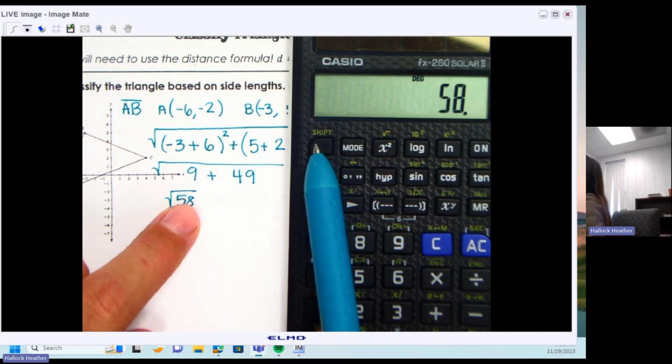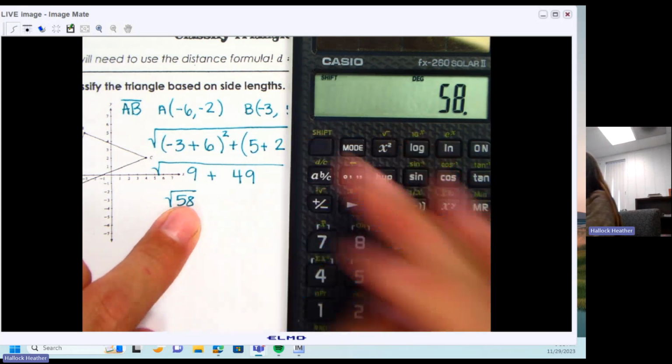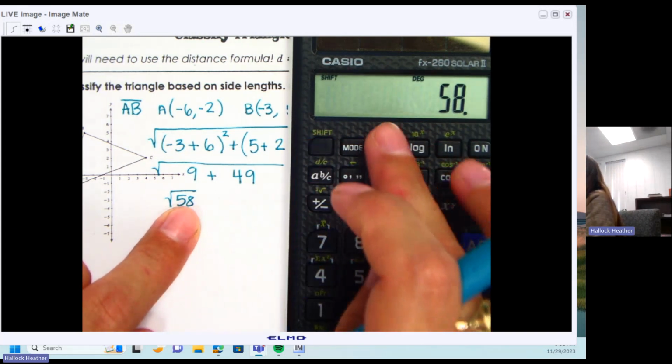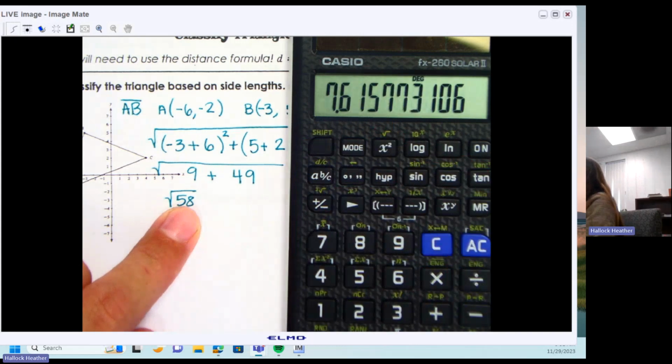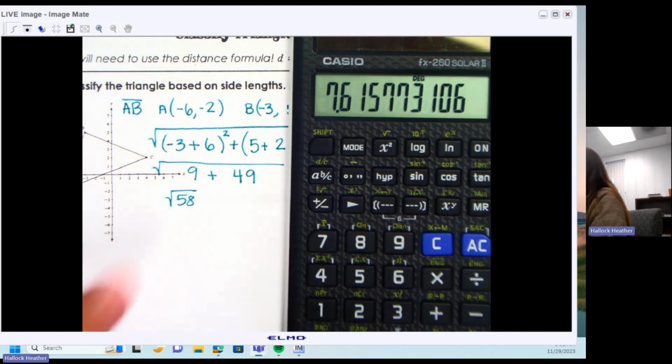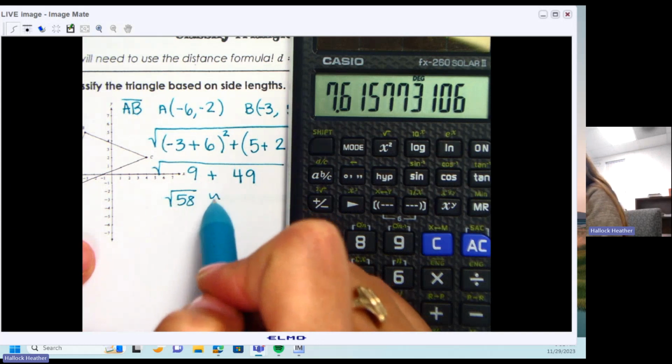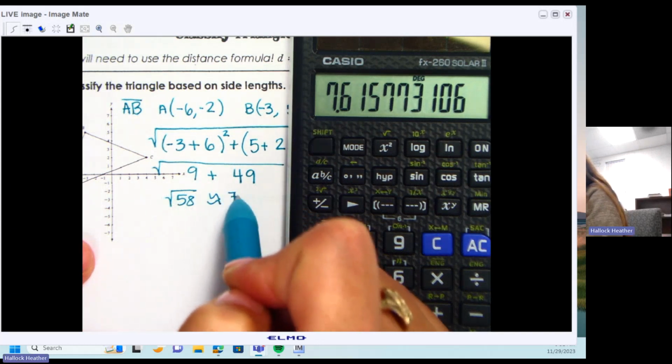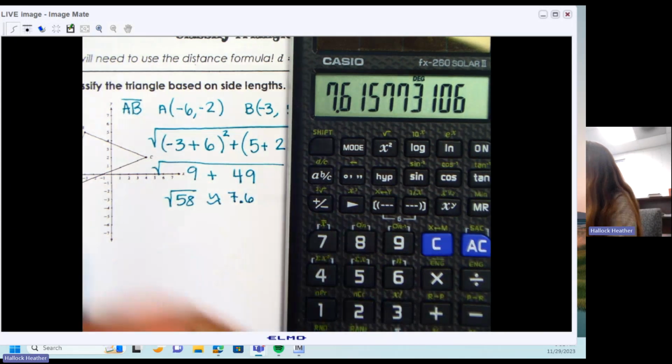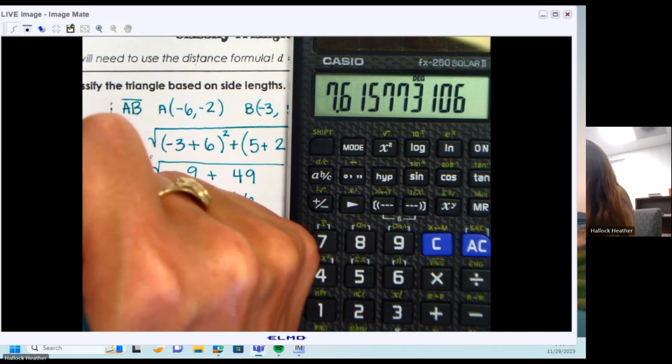So I'm taking 58 and I'm shifting and square rooting. So shift, and then your square root button is the x squared button. So you should get a decimal anytime you take a square root. Realistically, it's very rare that it's going to come out to be a nice number. So I'm going to say 7.6. So we found AB is 7.6.